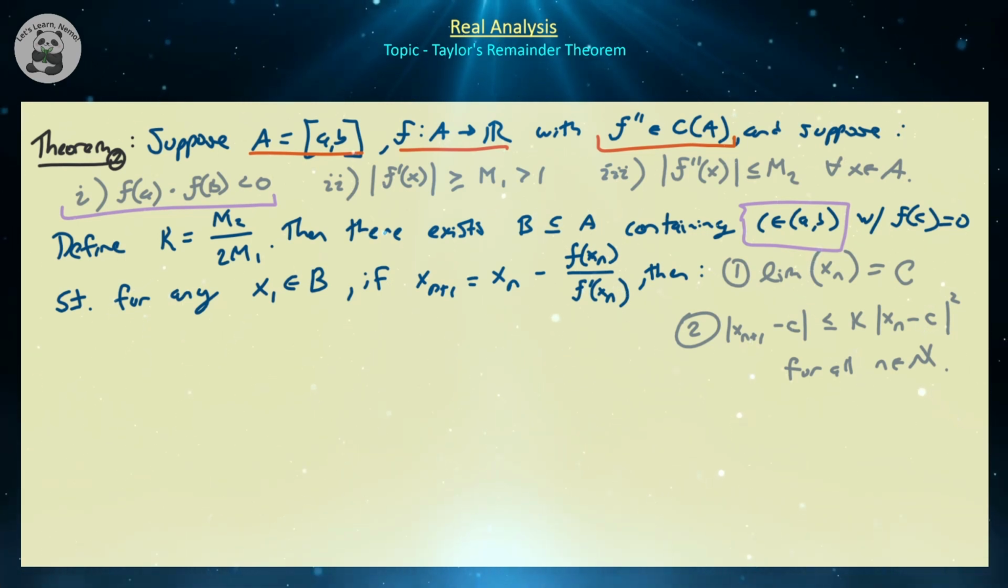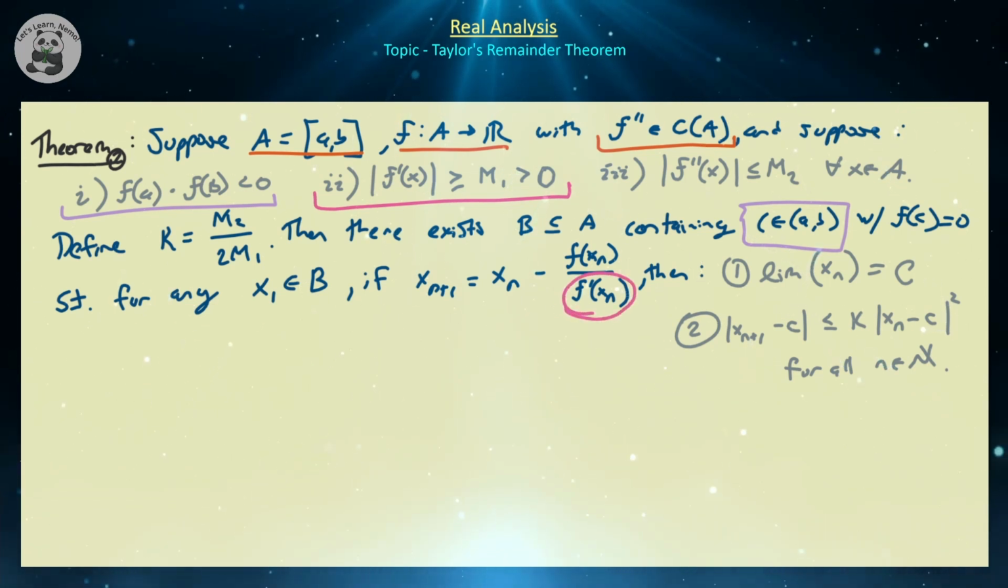The next thing that we need is that this first derivative must be greater than or equal to some number m1, and that number must be strictly greater than 0. So the derivative must always be greater than or equal to 0. The reason we need this little expression here is because this number cannot be equal to 0, else we're going to be dividing by 0 in this iteration method, and that's not good.